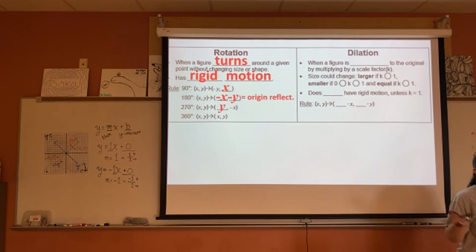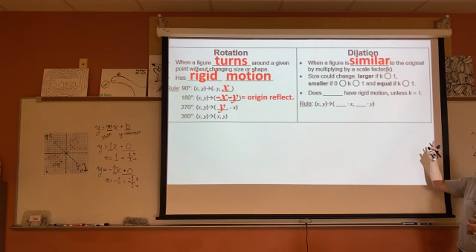Now we have the dilation. The dilation is the one transformation that could produce a similar figure to the original by multiplying the x and y value or a side length by a scale factor. The scale factor is some number. They like to use the letter K to represent this number. So the letter K is just representing a number that hasn't been given to us yet. Depending on what K is, will determine if our figure is going to get bigger or smaller.